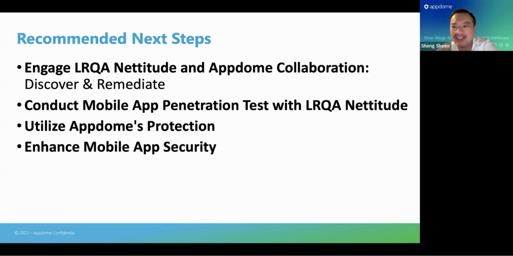As a recommended next step, I would suggest engaging with both Nettitude and Appdome. We call it discover and remediate. Nettitude can run the pen test to discover these vulnerabilities and malware. We can then use Appdome to remediate some of these findings. And then you may want to prioritize some of these remediations, right? And then you may want to have Nettitude run that pen test again after we include the Appdome protections, so you can validate that those protections are working, right? Certainly this will allow you to enhance your mobile app security by addressing any identified vulnerabilities that Nettitude has discovered with Appdome's comprehensive protection measures.